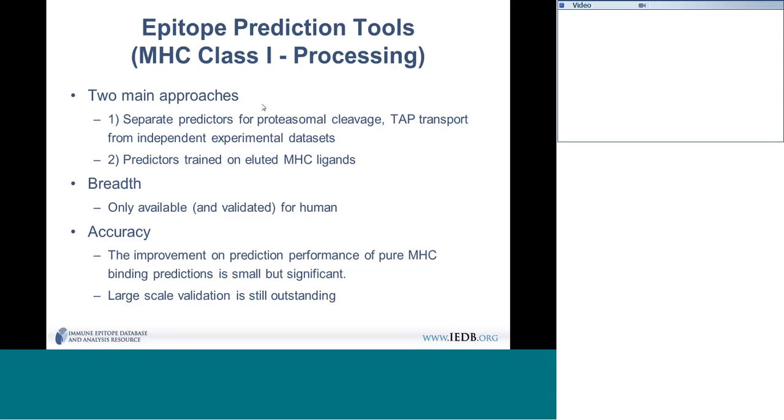These have been only implemented for humans. We have done some work on mice. It hasn't been that successful because mice just seem to be less selective. And these do improve MHC class 1 binding predictions alone, but those improvements are rather small. One issue is that for MHC class 1 binding, we have much better, larger data sets available, and we still haven't performed a definitive large-scale validation that compares how much is gained by these.